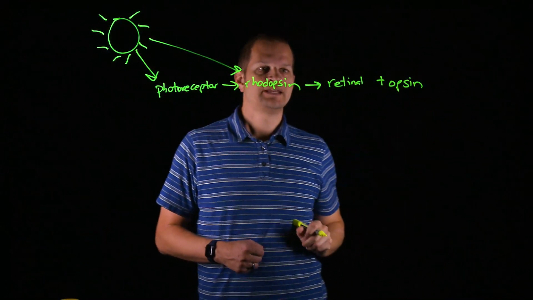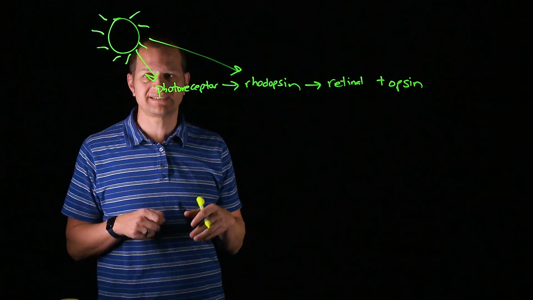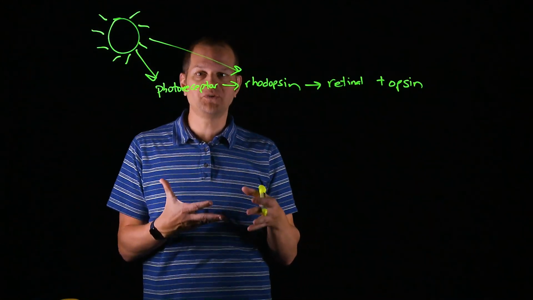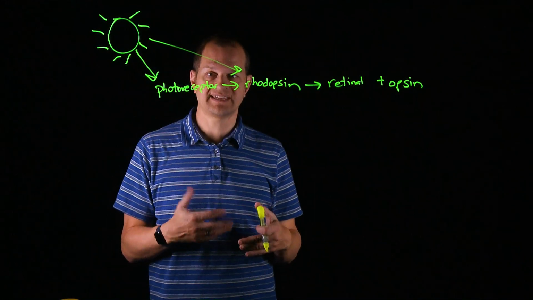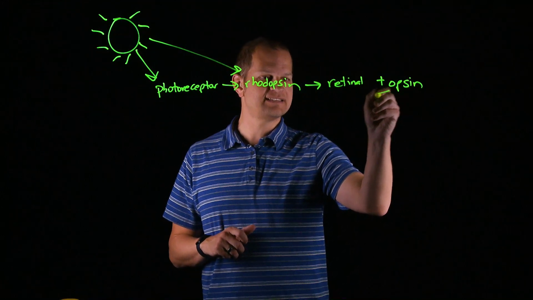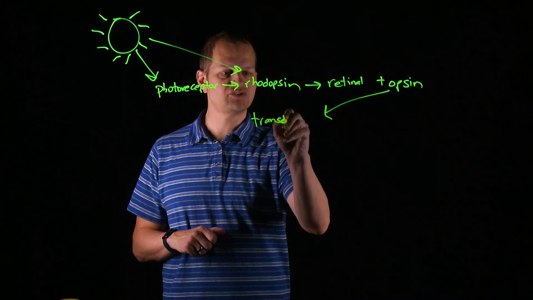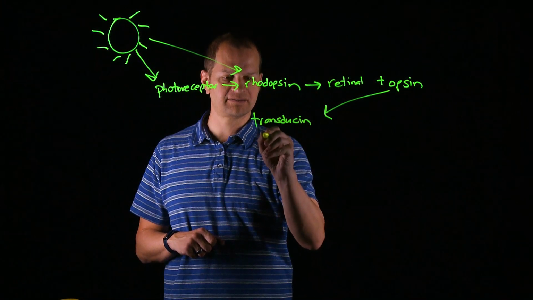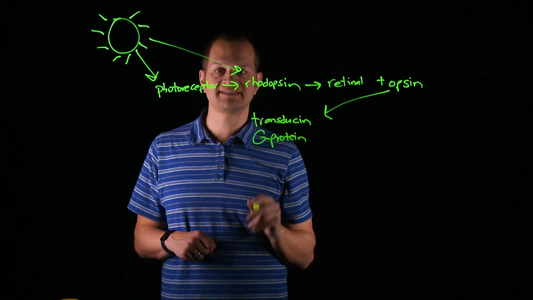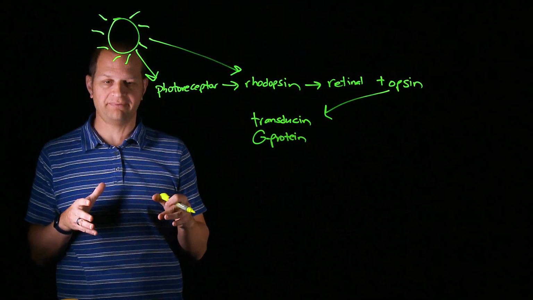Now at this point, they split apart. Retinol is going to do its thing, but we're more worried about opsin. So opsin you could almost think of as a neurotransmitter in this case. It's not, but that's how we can think about it. What opsin does is it binds to transducin. Transducin is a G protein, and opsin activates this G protein pathway.